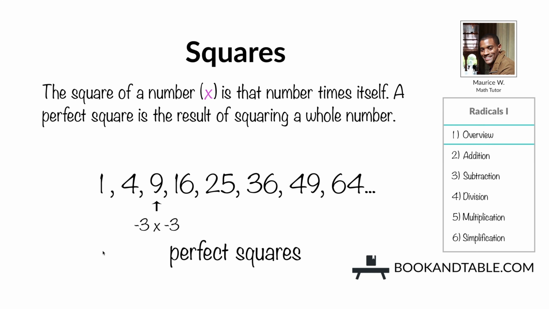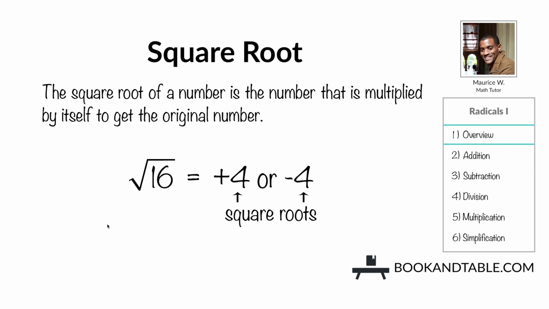But negative 3 times negative 3 also gives us 9. Negative 2 times negative 2 also gives us 4. And negative 1 times negative 1 also gives us 1. So when we say the square root of 16, it would be positive 4 or negative 4.